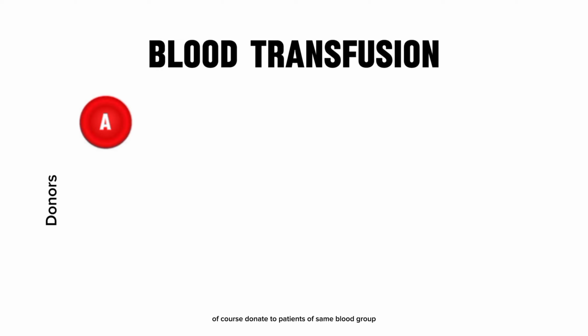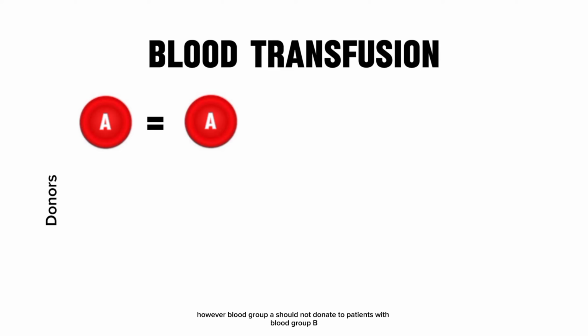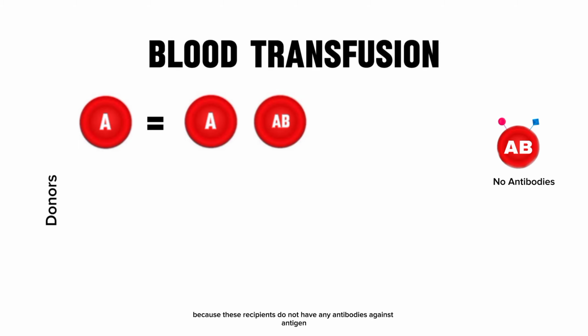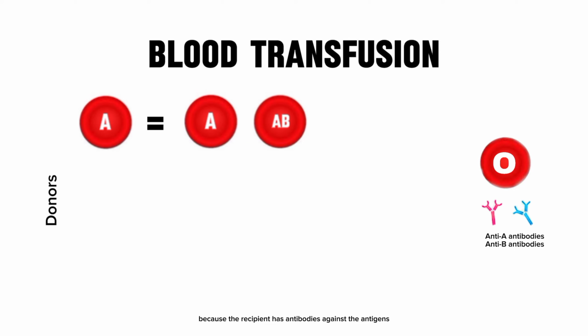Blood group A, of course, can donate to patients of the same blood group. However, blood group A should not donate to patients with blood group B. But why? These patients express the antibodies against the A antigen. We have already shown that this could lead to coagulation. Blood type A can easily be donated to blood type AB. Why? Because these recipients do not have any antibodies against an antigen because they themselves express it. The reason blood type A cannot donate to blood type O is easy, because the recipient has antibodies against A antigens and B antigens and can lead to coagulation.